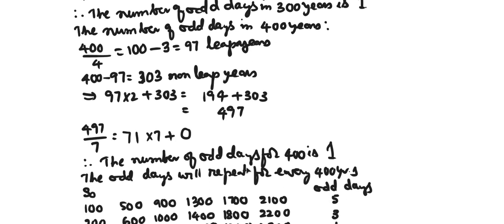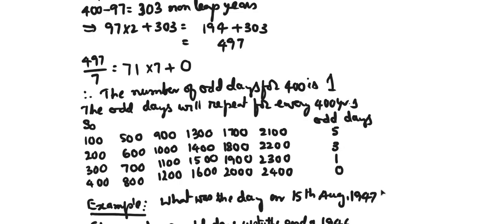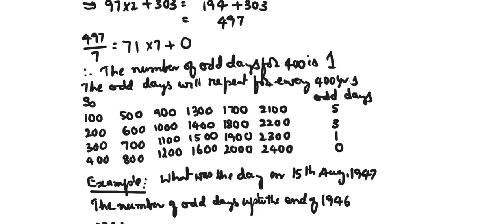But if I divide this 497 by 7, I will get 0 odd days, because this 497 has completely 71 weeks. So the number of odd days for 400 years is equal to 0. So the odd days will repeat for every 400 years. So the table for odd days is like this.